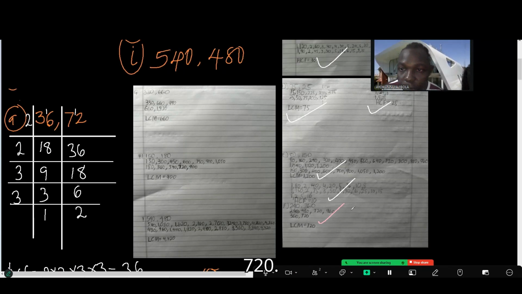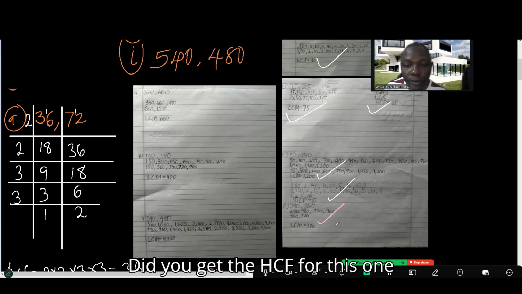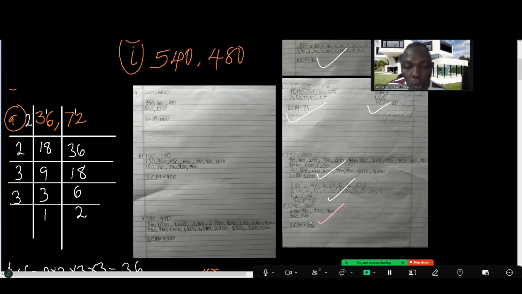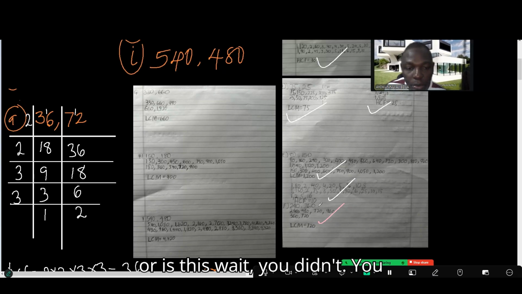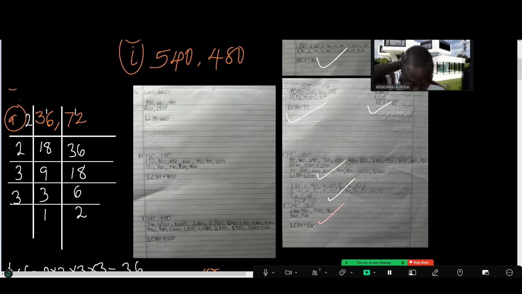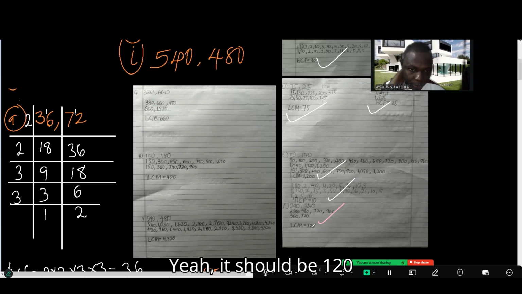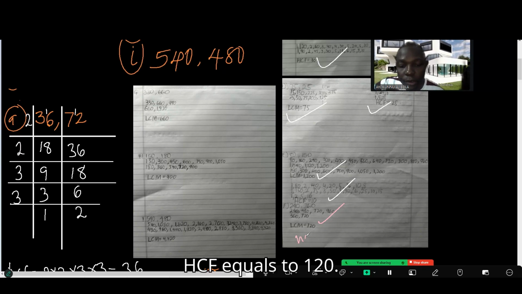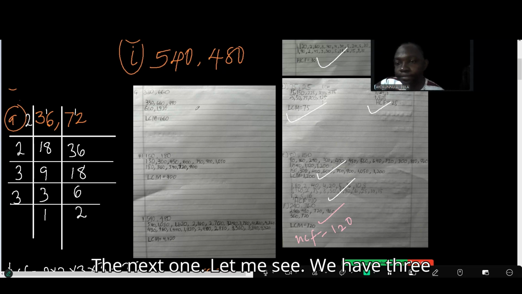This is 720. Did you get the HCF for this one? You didn't get the HCF for the first part, right? It should be 120. HCF equals 120.